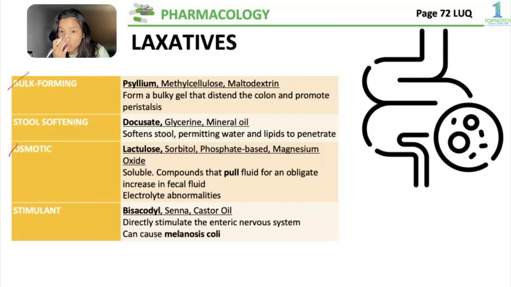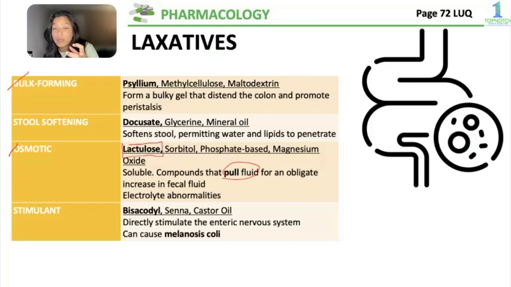So what are your osmotic agents? So from the name itself, what it does is it pulls fluid. Okay, it pulls fluid into your lumen, into your colon lumen, and this causes an obligate increase in fecal fluid, therefore allows you to have a smoother bowel movement. So perhaps the most well-known one is your lactulose. Okay, so those are the ones you need to remember.